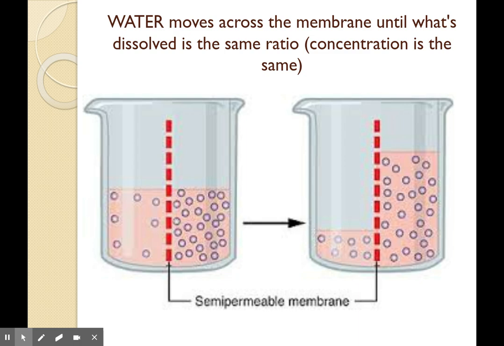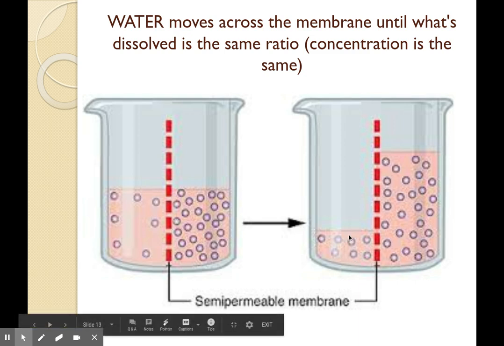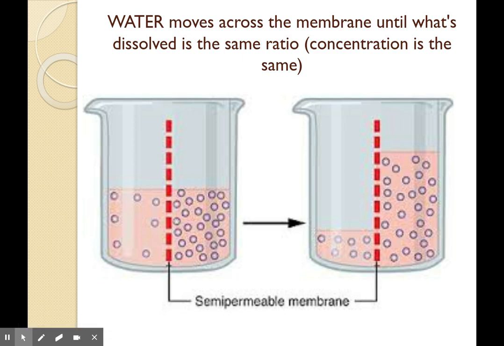If we look at the right beaker, there's an uneven amount of water. The water on the left side of the membrane is much lower, but notice we still have our 7 particles of salt. On the right side, we have the same amount of salt, but much more water, so the ratio of salt to water is the same on the left and right side of the membrane. All right. When water moves through a membrane, it's called osmosis, and it will do that until the ratio of water and what's dissolved is the same.